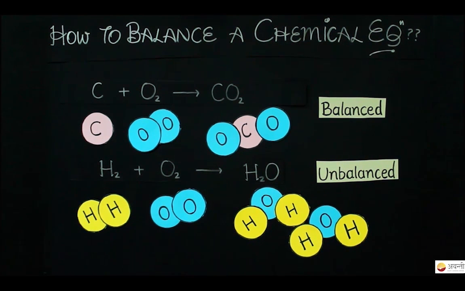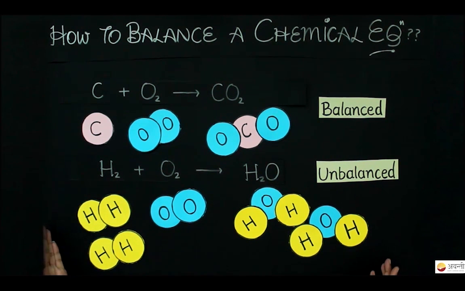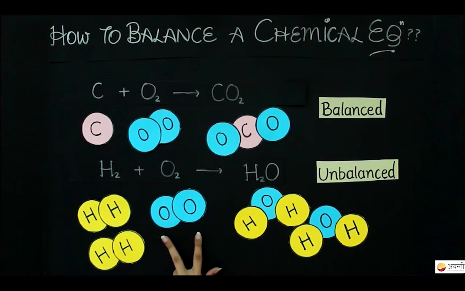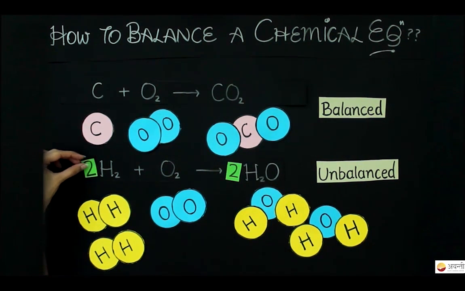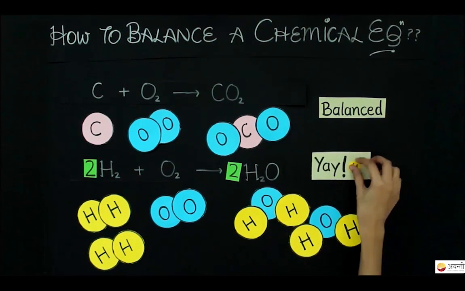Also, if you notice, for making one water molecule, I need only one oxygen atom. Therefore, out of the given two oxygen atoms, I can make two water molecules. But now for making two water molecules, I also need two more hydrogen atoms, which I get in the form of one hydrogen molecule. So now, if you notice, we've got an equal number of all the atoms on both sides of the equation, and hence we've got a balanced chemical equation. Since we have two water molecules and two hydrogen molecules, we put a 2 in front of them. Hence, now we have got a balanced chemical equation.